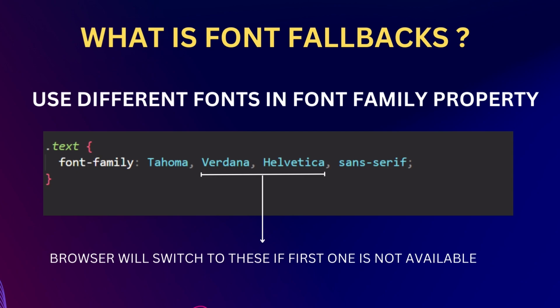When creating a list, it is recommended to always include a generic font family name. This ensures that if the desired font is not available, the browser or operating system can automatically fall back to a default font family. This helps maintain consistent and readable content across different devices and platforms. Examples of generic font family names include sans-serif, serif, and monospace.